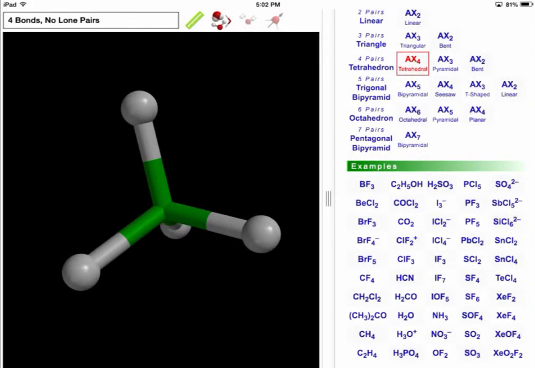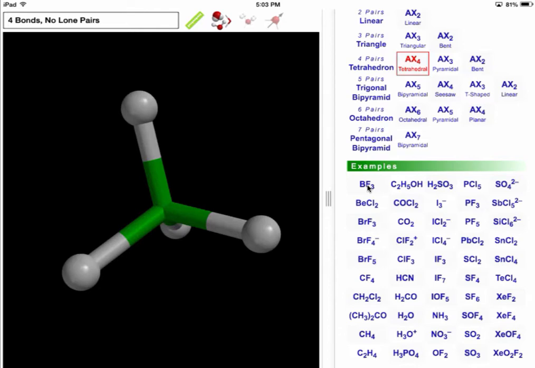So I just wanted to give you a little bit more practice on identifying the AXE form and the molecular geometry of some of the different molecules and the polyatomic ions. So I'll just go through some of these and I'll insert a few questions just to see how you're doing. So let's start and take a look at BF3.